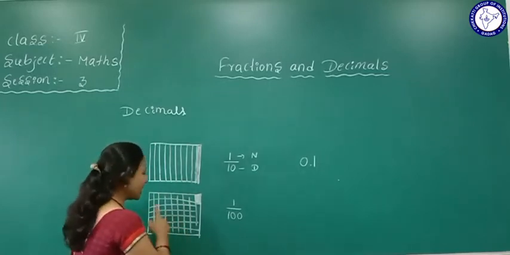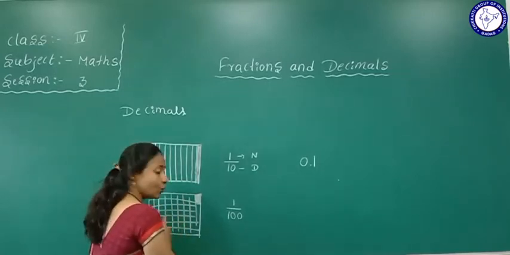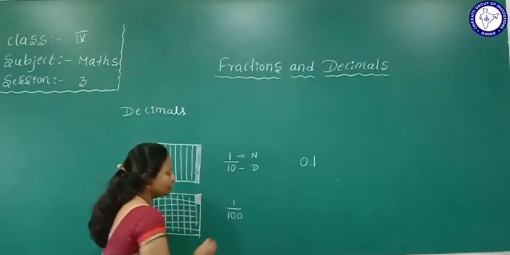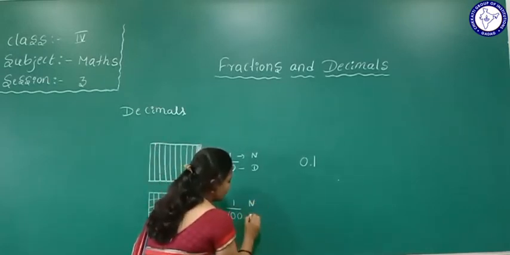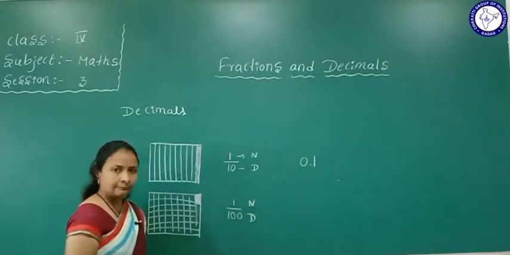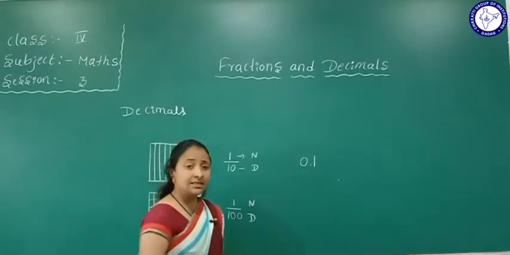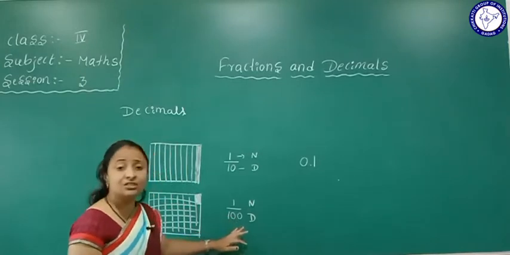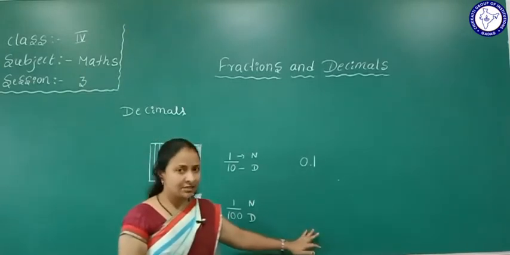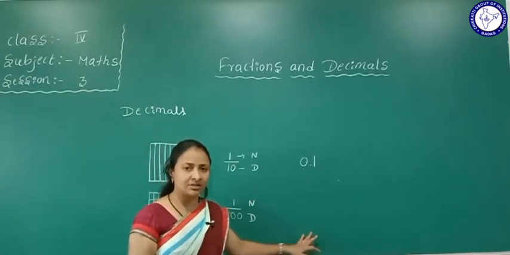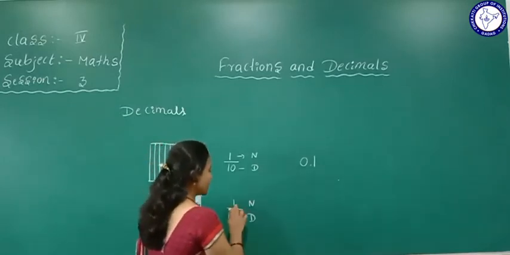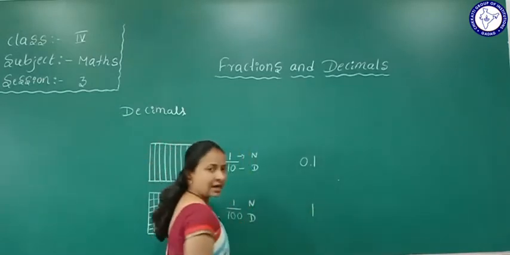So these all are parts in the whole object. Hundreds are there. This we call the numerator and the decimal. Understood? Yes. So we write this 1 by 100. It means this fraction in the decimal system. How do we write it in the decimal system? First we write the numerator on the right side.